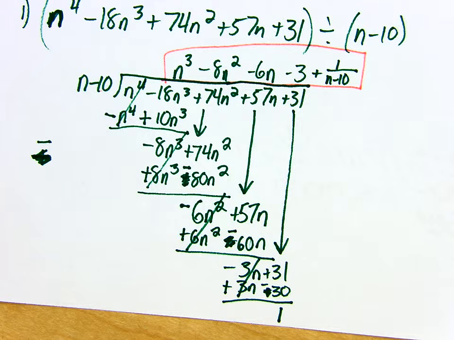It goes in evenly, right? Like if you do 5 divided into 80, doesn't it go in evenly? So you would have a remainder of 0.